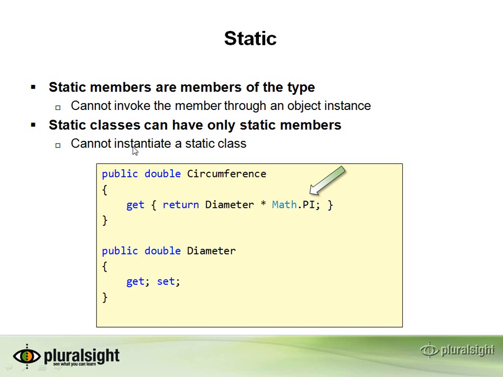You can also use the static keyword in front of a class to create a static class, and a static class can have only static members. It can't have any instance members. And you cannot instantiate a static class. Many times we'll create static classes with static members just to handle scenarios like this, where you need a quick and easy way to reference something that will give you the value of pi, and you don't necessarily need to instantiate an object just to do that.